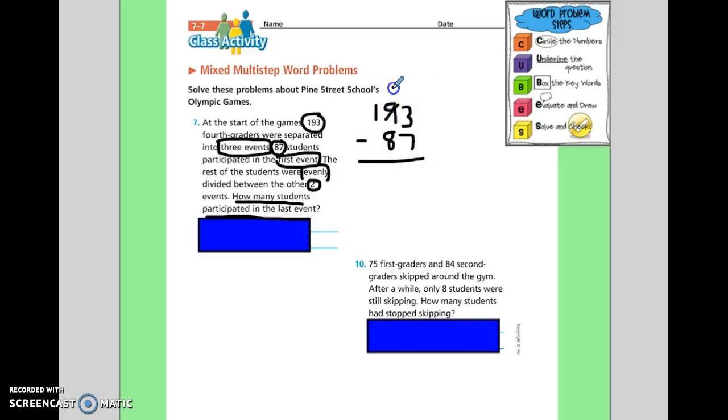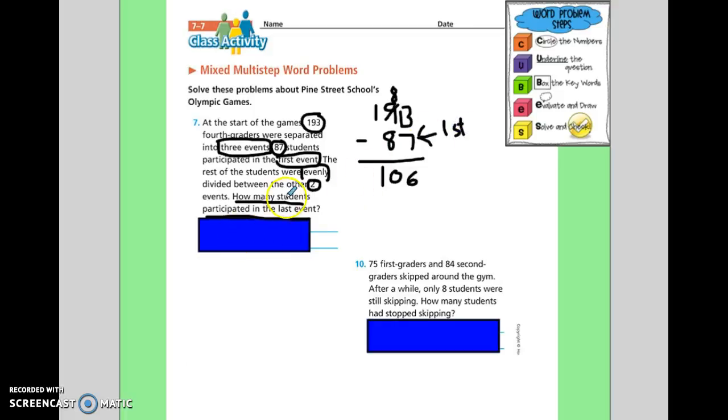I borrow, make that an 8. 13 minus 7, 6. 8 minus 8 is 0, and I can bring down the 1. So when I get rid of those 87 people that did the first event, okay, this is the first event, I know that I have 106 that participated in the last 2 events.